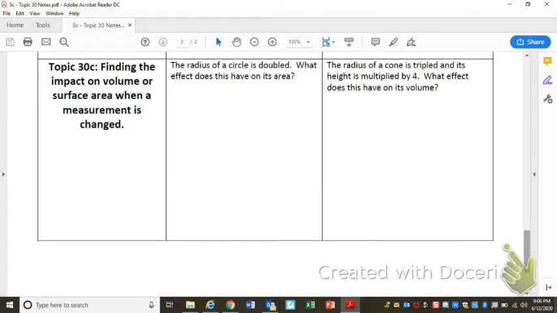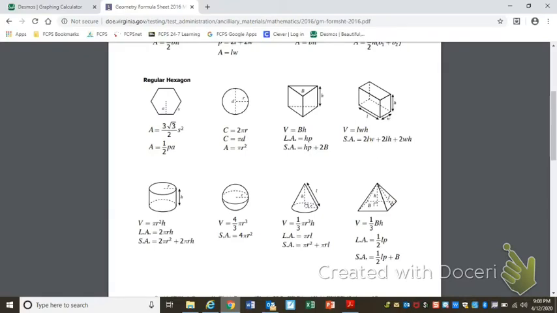Alright, so looking at this first one, it says that the radius of a circle is doubled. What effect does that have on its area? So first we want to think of the formula for the area of a circle. And hopefully we all know by now that that is pi r squared. If you don't remember, you can always go to your formula sheet. If you just type in Geometry SOL formula sheet on Google, it'll pop right up. And you can go to circle and you can see that the area is pi r squared for a circle.